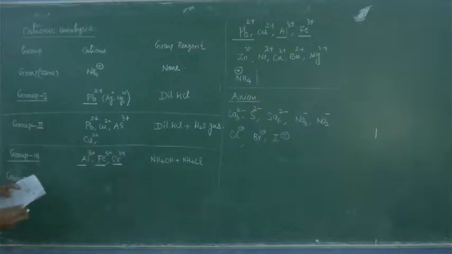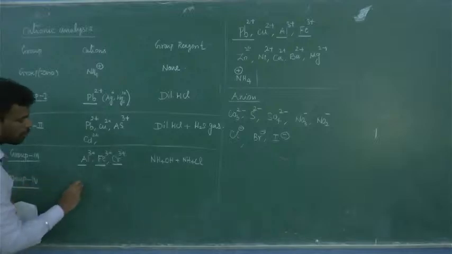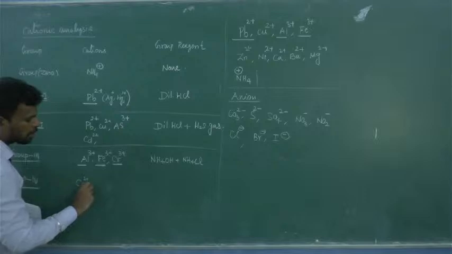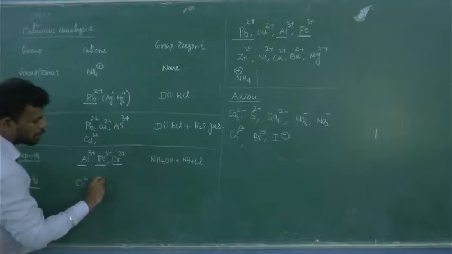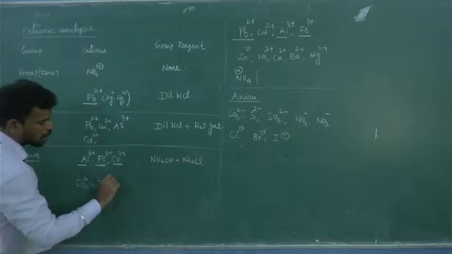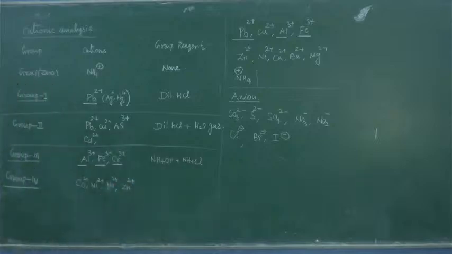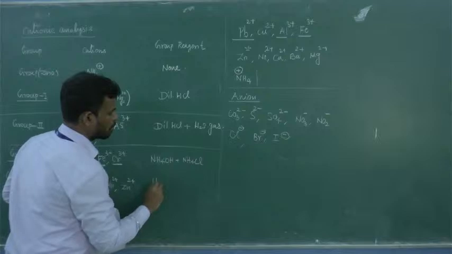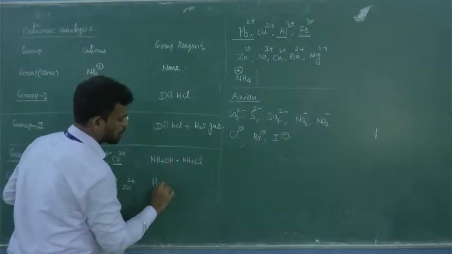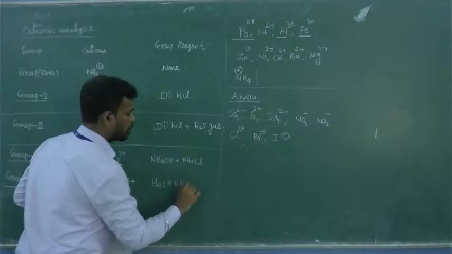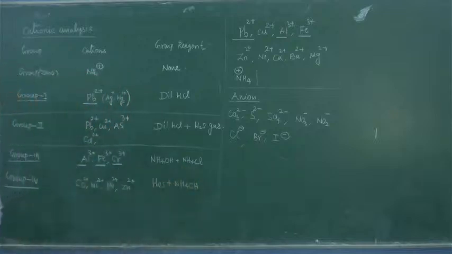Group 4, we have cobalt 2 plus, nickel 2 plus, manganese 2 plus. Okay, cobalt, nickel, manganese and zinc 2 plus. The reagent is going to be H2S, and you have to treat with ammonium hydroxide.